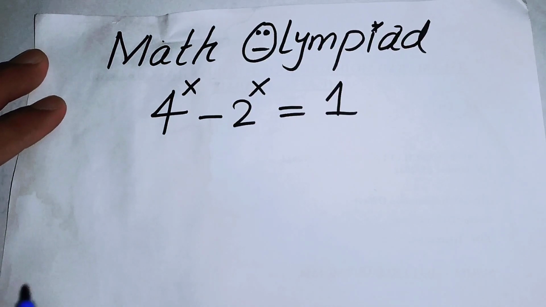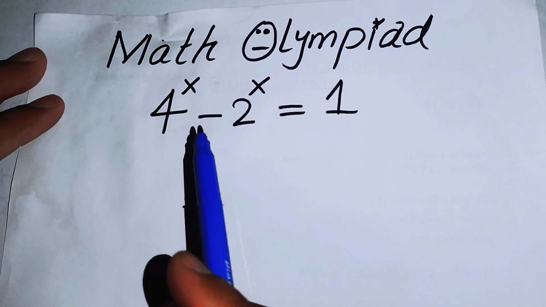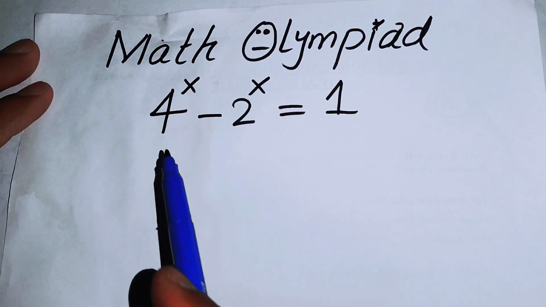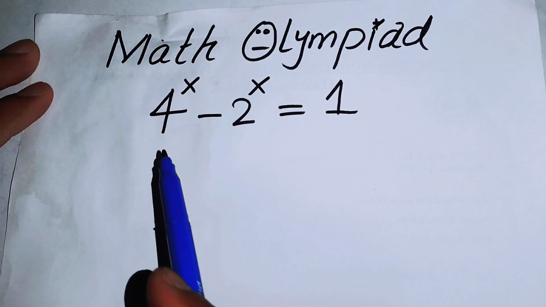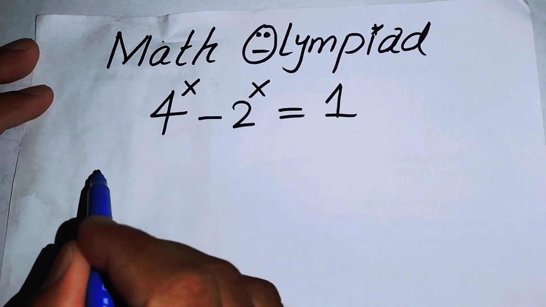In this video we are going to solve this nice exponential problem. Here we have 4 to the power of x minus 2 to the power of x is equal to 1, and we will solve this problem for the value of x.